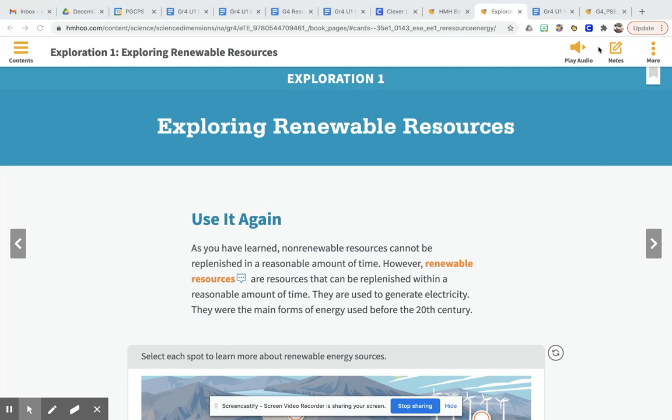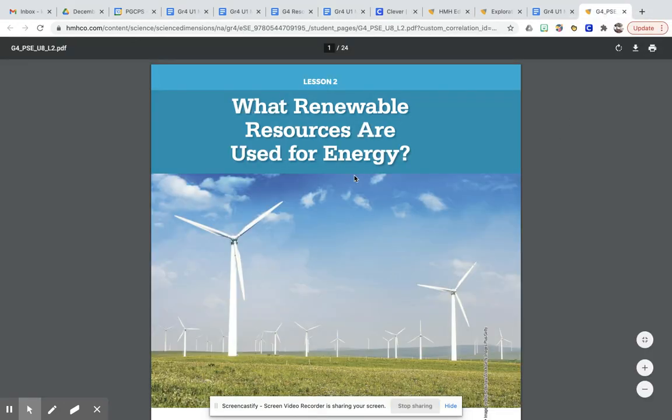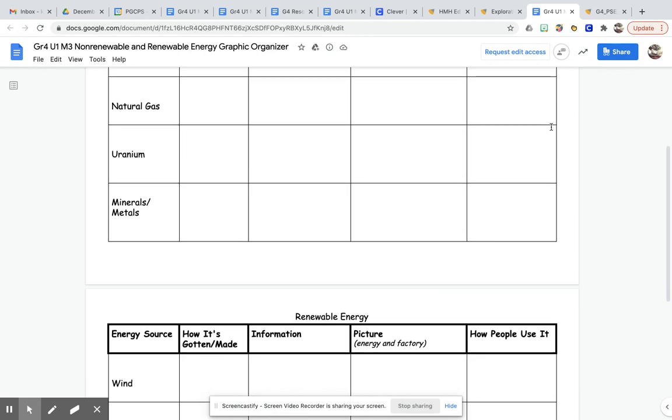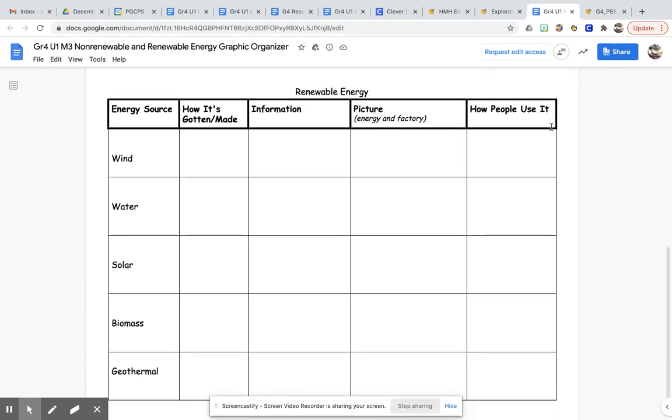And so, just like yesterday, I need you to go to your Google Classroom and make sure that you have grabbed the PDF document for the workbook pages that say Lesson 2, what renewable resources are used for energy. Make sure you've located that. And then that same chart from yesterday, where we did non-renewable energy. Today, we're going to focus on the second part of that chart for renewable energy.